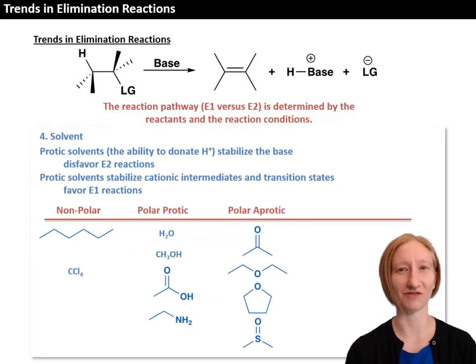Finally, we'll consider the solvent. And remember that for SN1 and SN2 reactions, we saw the differences between polar protic and aprotic solvents. For elimination reactions, the different solvents favor different pathways. In an elimination reaction, protic solvents will stabilize the base, and because the base is important to E2 reactions, the base initiates the E2 reaction. Using a protic solvent will slow down or disfavor an E2 reaction. And so instead, E2 reactions are preferred in polar aprotic solvents.